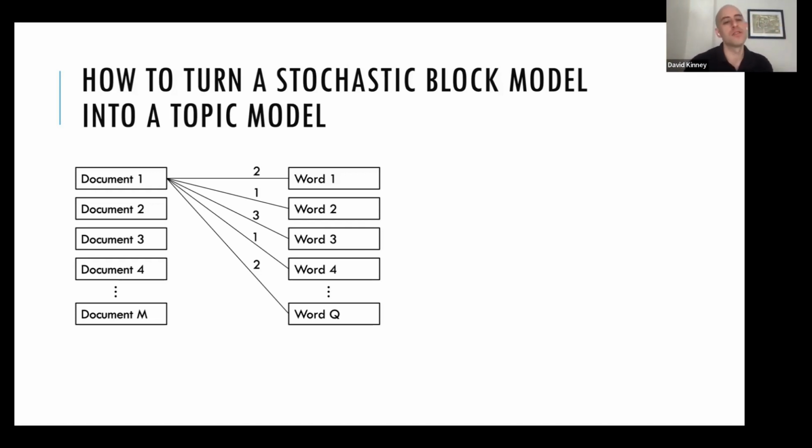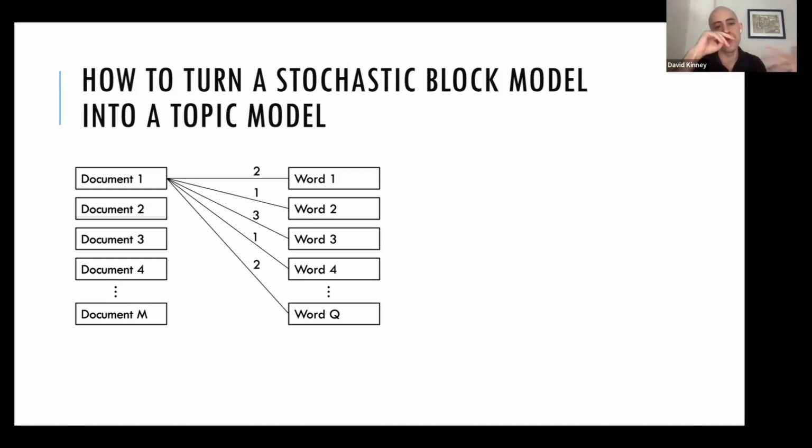In one column, we have nodes representing all of our different documents. And in the second column, we have nodes representing all the different words in the vocabulary of our corpus. So every unique word in the corpus gets a node in the right-hand column. So left column documents, right column words. And in this corpus, we have M documents and Q words.